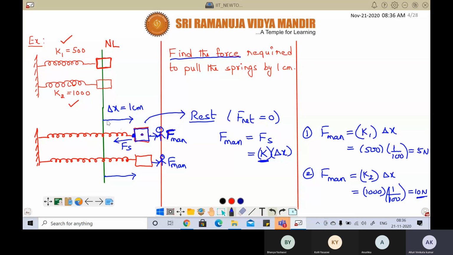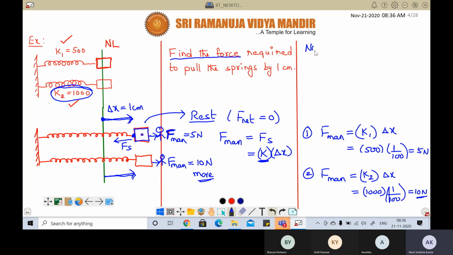Now see here, you have moved the same distance, but in the first case you have to apply only 5 newtons. In the second case you have to apply more force, correct or not? Why do you have to apply more force? Because the spring constant is more.